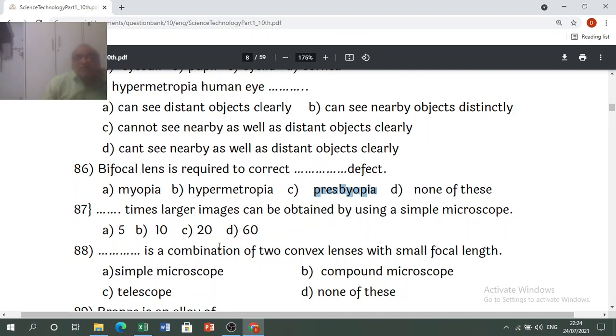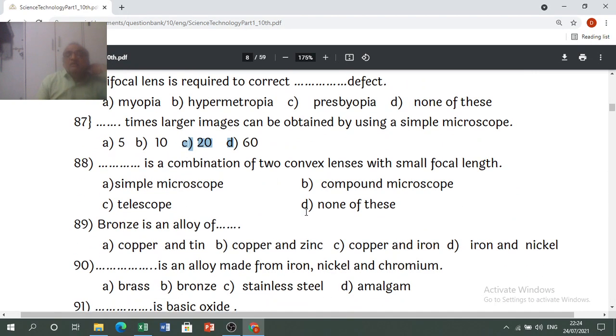Images can be obtained using a simple microscope. The combination of two convex lenses is a compound microscope or simple microscope. Which is the combination? Answer is B, compound microscope. It has an objective lens and an eye lens.